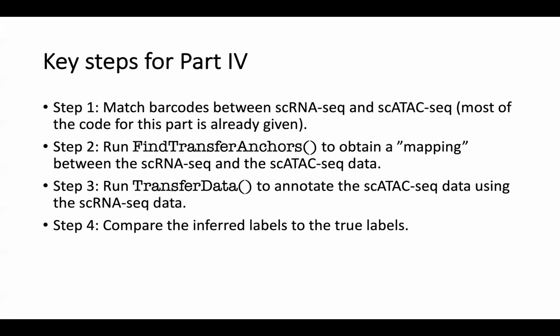And then the final step, only for graduate students, you're going to see how well this label transferring method did. Because you've matched barcodes in step 1, you technically know the true cell types from single cell RNA-seq. You can use that as the ground truth to measure how well this method did. So those are the 4 key steps that you're going to do in part 4.